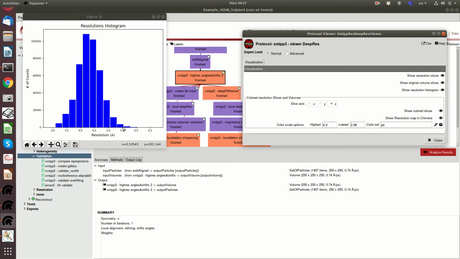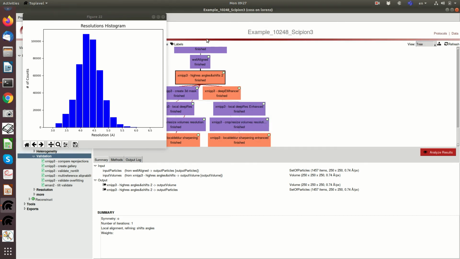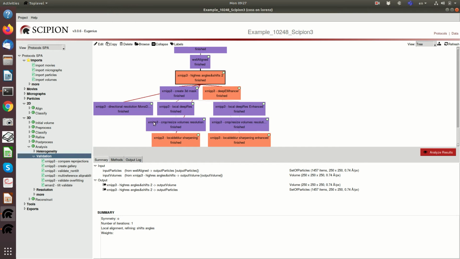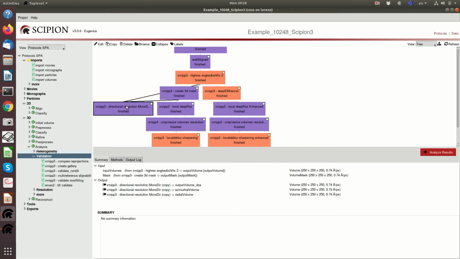So it is not actually a negative thing, but with only 1,500 images, we already got a quite decent 3D structure. But trying to oversell our final result and say that we have a very high resolution when actually we don't have as high resolution, I think it goes against our scientific credibility. Okay, so we have something that is a 4.2, let's say, which is good, and also we can analyze the directional resolution.